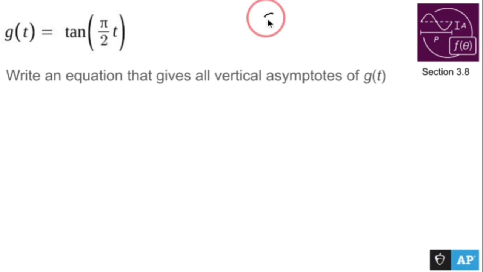Well, tangent is the same as sine over cosine, right? So it's like sine t over cosine t, which means there are going to be times where cosine t equals 0, and you're not allowed to have 0 in the denominator, so that's where the vertical asymptotes come into play.